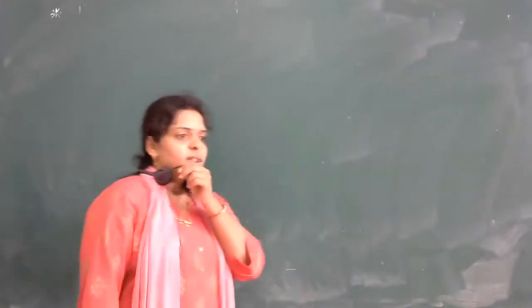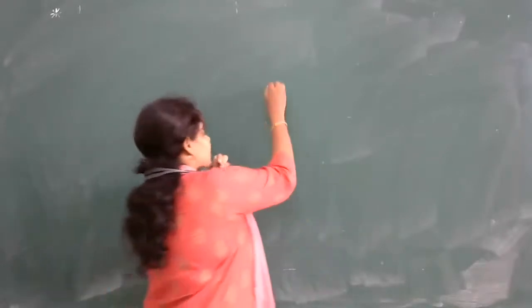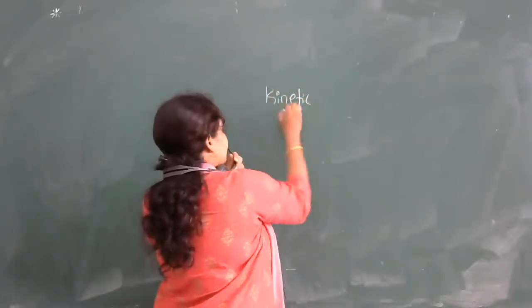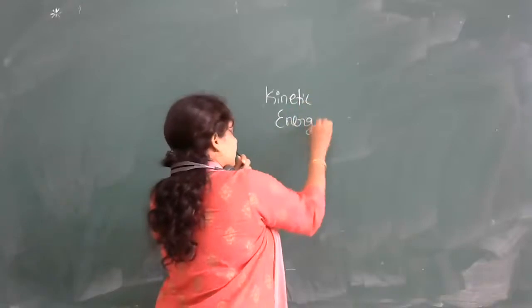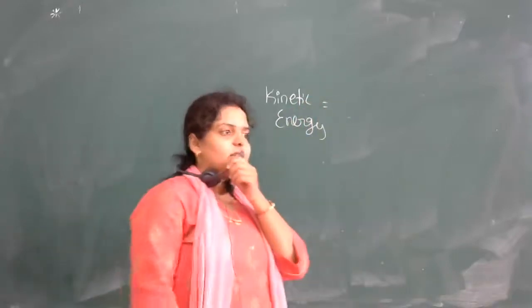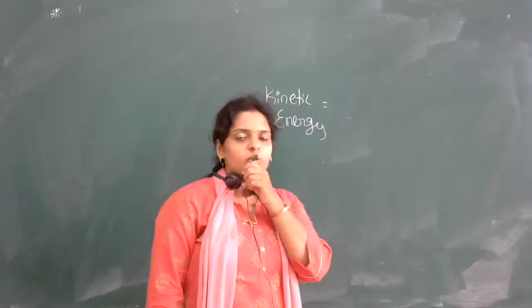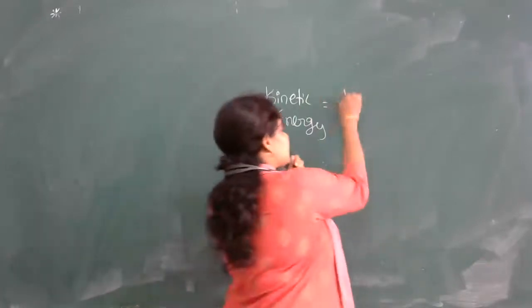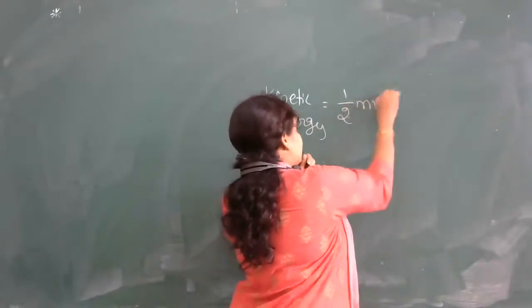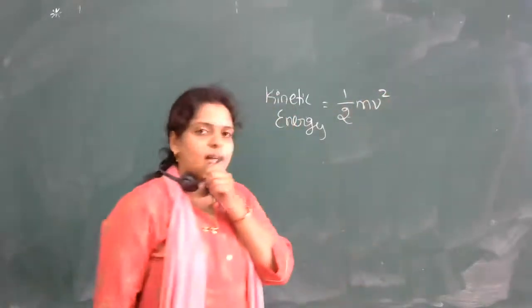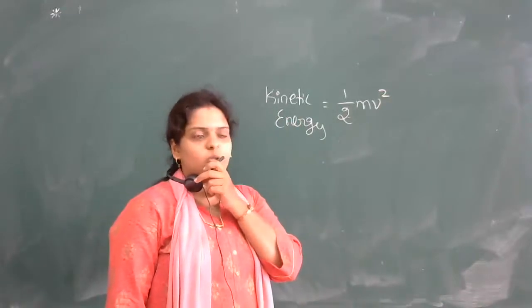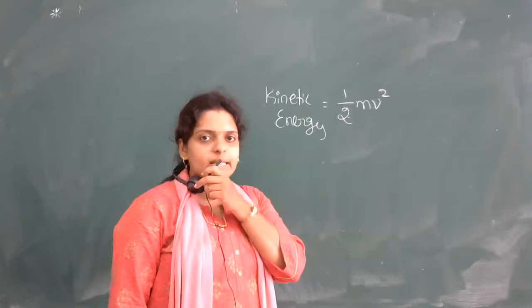See, I have one example that I'll take: kinetic energy. Let us write the dimensional formula for kinetic energy. So kinetic energy is equal to, what is your formula? I hope you know the kinetic energy formula. It is written as half mv square. I hope you know this equation. Kinetic energy is equal to half mv square.